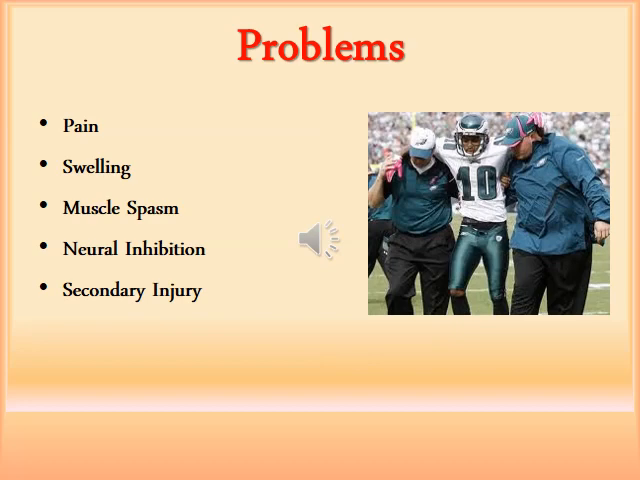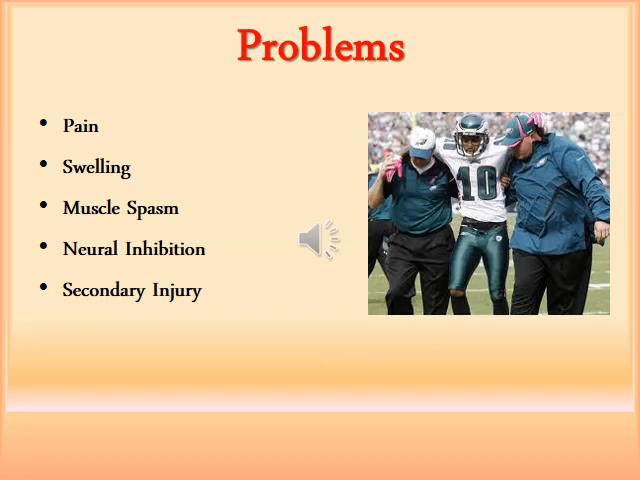So these are the problems within the acute phase that we're looking to minimize, or decrease, because of how they will impact the overall healing process. Up here we have our 5 main problems: pain, swelling, muscle spasm, neural inhibition, and secondary injury. Pain is going to be caused by the initial trauma to the tissue, the irritation of the nerve endings, the damage to nerve endings, and the chemical mediators that get released.